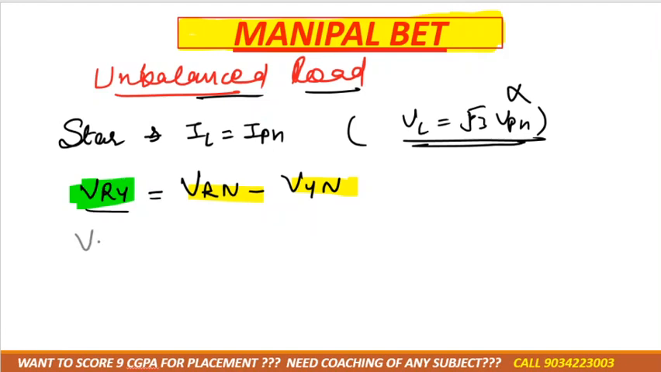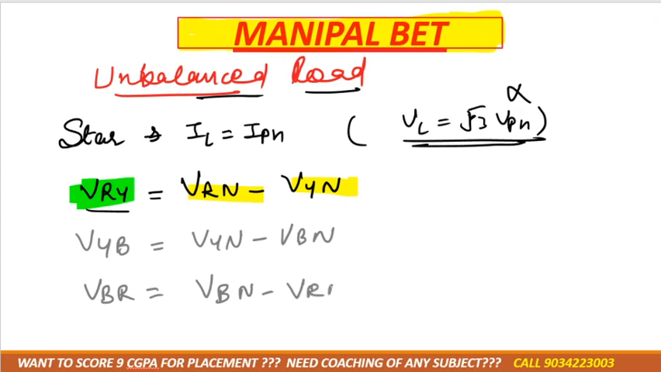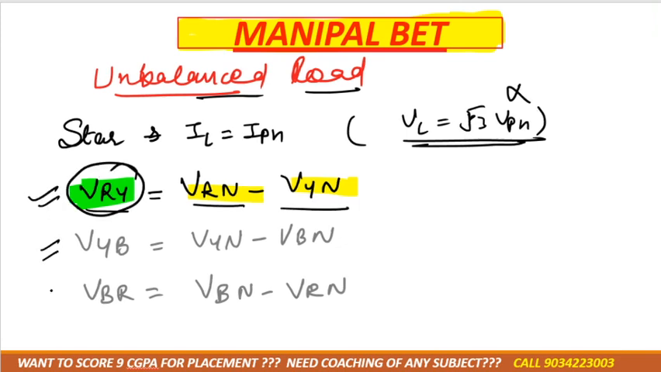So we'll have VYB. VYB is again VYN minus VBN. VBR is equal to VBN minus VRN. So basically, if you have phase voltage and you want line voltage, then you will convert it like this. Understood? In case of unbalanced load.